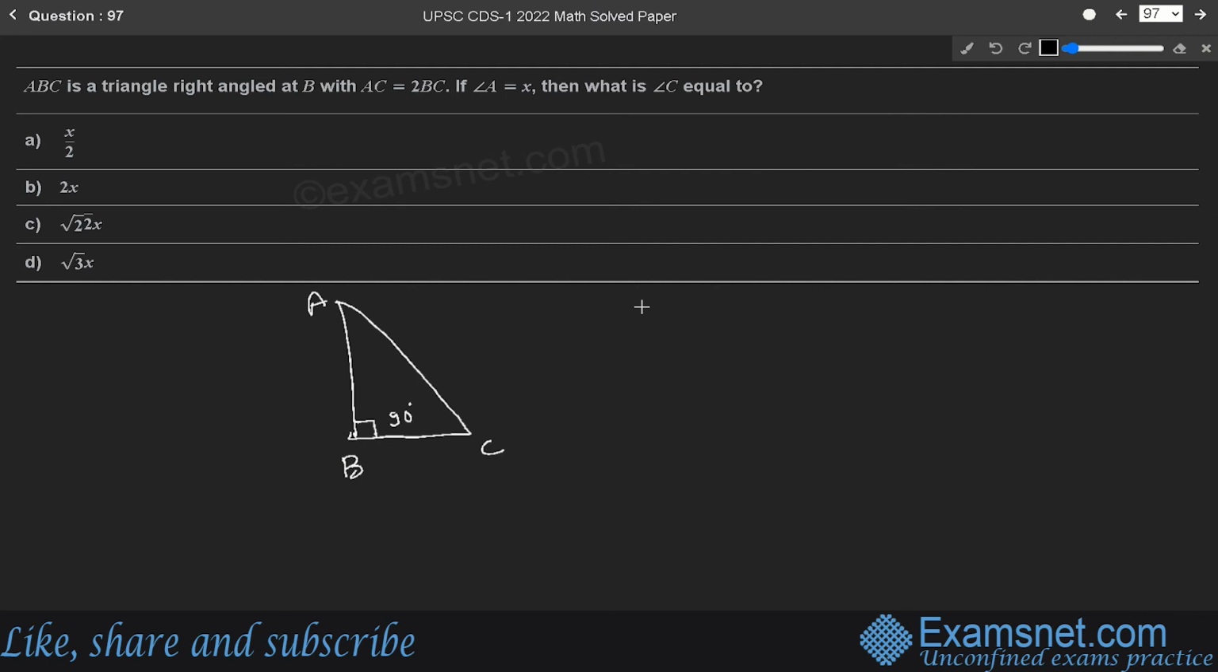And angle A is X. Then we have to find the value of angle C. This is angle C. So let angle C be equal to Y. So let this angle be Y.